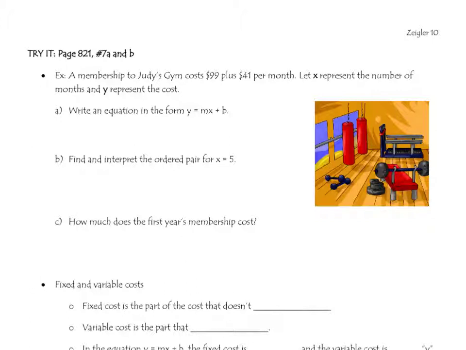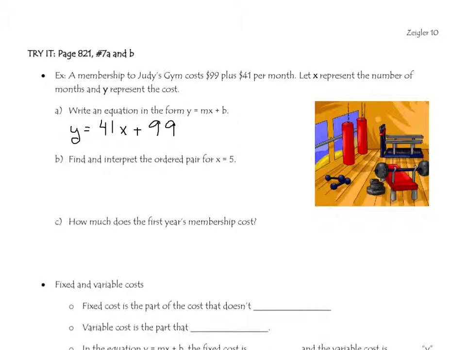So if y is the cost, we know that the total cost is going to be $41 per month times the number of months, which we're told is x. Let me erase that. So 41 times x plus, and then we have the number $99. So your initial fee is going to be $99, and if you have to pay a month up front, you're doing 41 times 1 month plus $99, or $140.